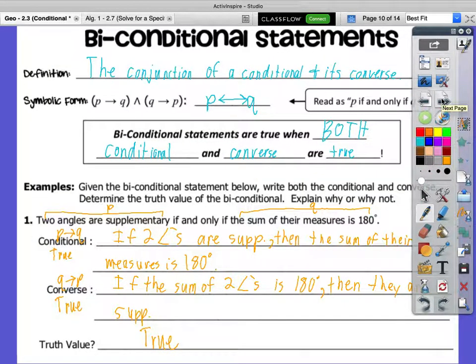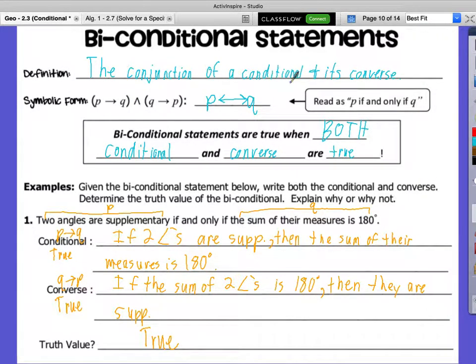Then we talked about biconditional statements. Bi means 2. It's the conjunction, the and, of a conditional and its converse. So we took our conditional, P then Q, and our converse, Q then P, and we put and, the conjunction, in the middle. We can shorten that down to P double arrow Q, and we read that as P if and only if Q. Because it's a conjunction, this whole thing is true when each of these are true. So the biconditional is true when both the conditional and the converse are true.